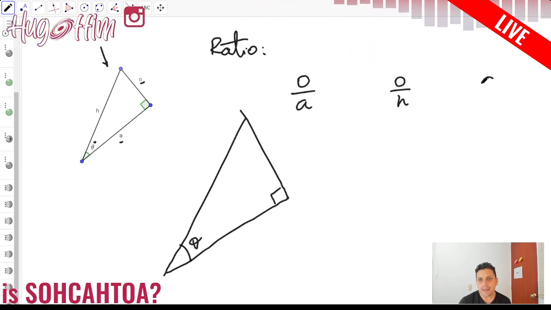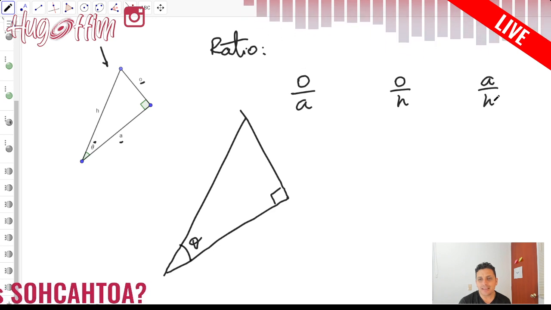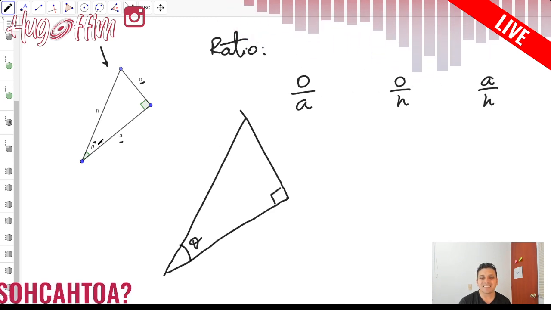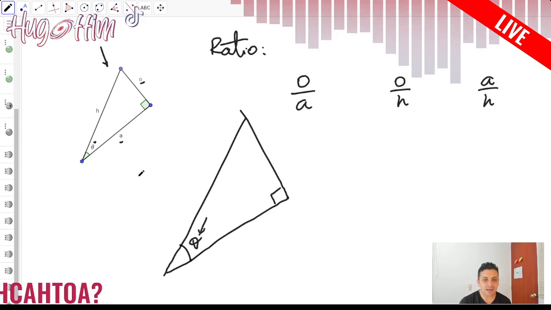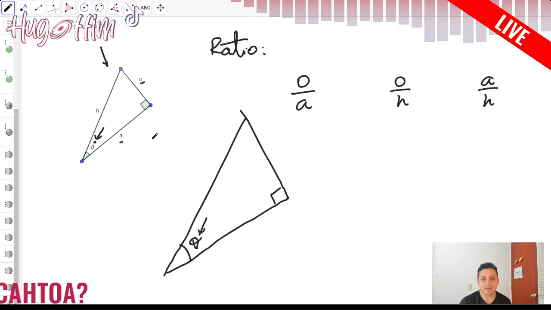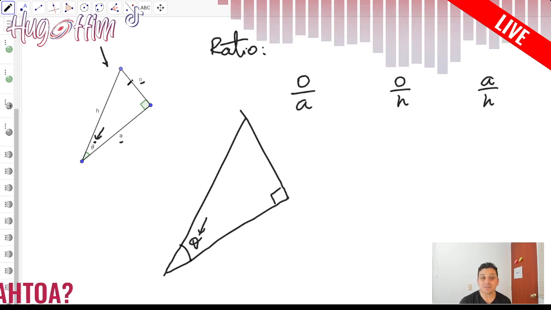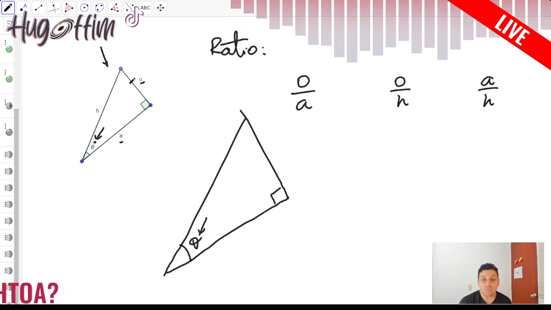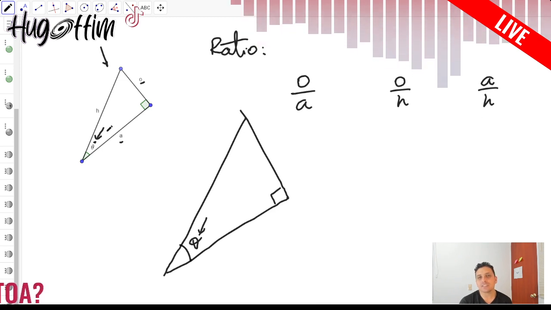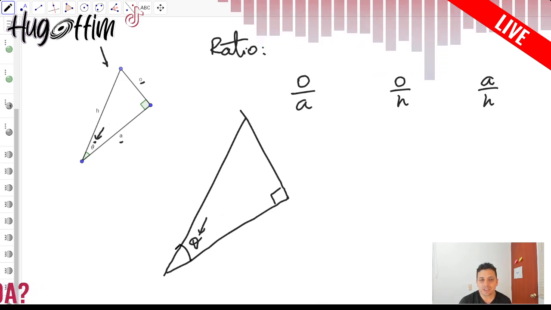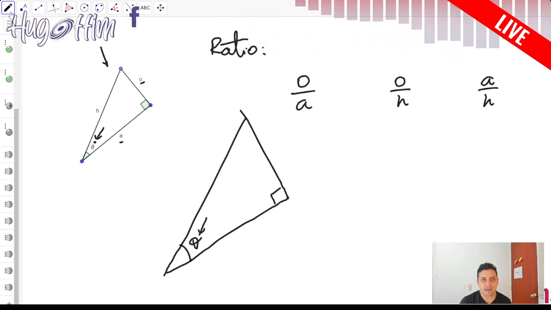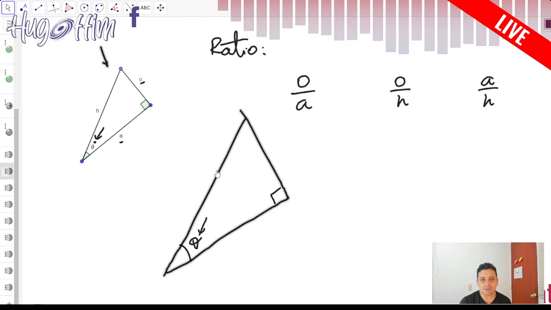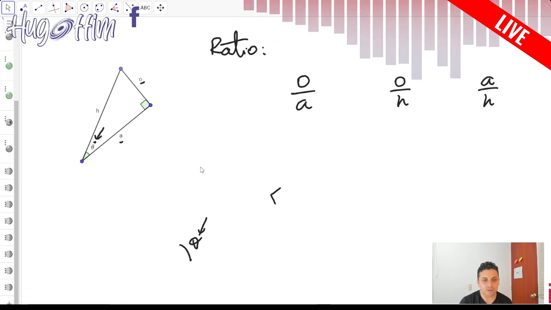or A over H. These three ratios are going to be the same for any triangle that has this angle, because the triangles are similar. So it doesn't matter how big or small the triangle is. If they are similar triangles with a congruent angle theta, these three ratios are going to be the same. And this is the first part that we need to understand to work on trigonometric ratios.